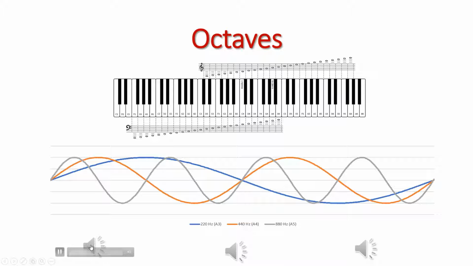So you can have this blue wave here, a very long wave, which will have a low sound, and the higher one, which is repeating twice as often as the 440 hertz, which will be a much higher pitch. So they're all A's. This is a middle A, a low A, and a high A, but they're all referred to as A.